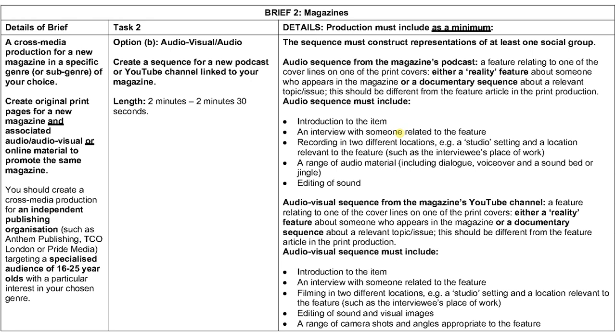So the audio sequence has to have an introduction to the item, an interview with someone related to the feature. It has to be recorded in 2 different locations, so a studio setting and a location relevant to the feature, such as the interviewee's place of work. A range of audio materials, which should include dialogues, voiceovers, sound beds, jingles, editing of sound.